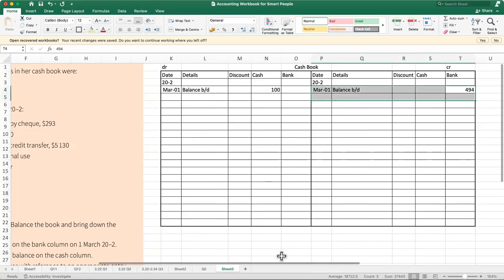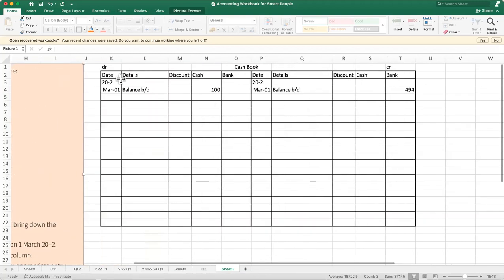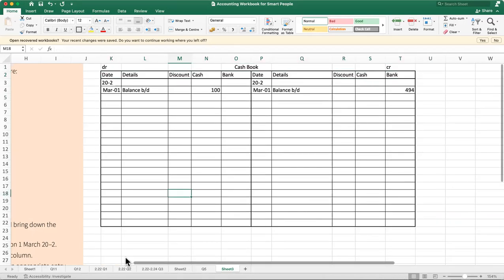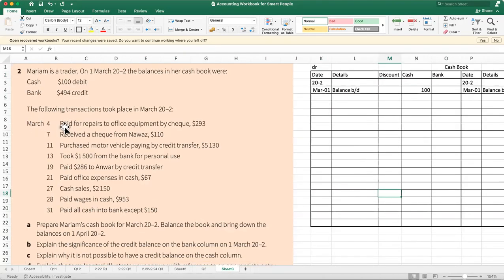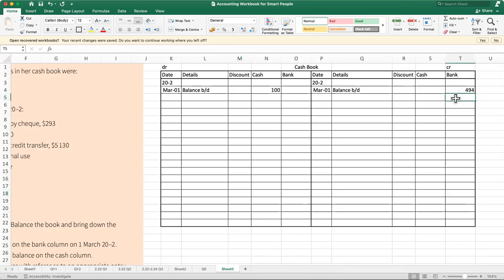Okay. So the next thing that we need to do is that we need to post all these transactions into our cash book. So our cash book is actually a combination of my cash account and my bank account. So the first one, March 4th, paid for repairs to office equipment by check. So you can see already I'm using check to pay and then I'm paying for repairs. So I'm using check to pay, I need to go to the credit side of my bank column, right? 293 and tell what is it for? Repairs. Just write repairs is fine and then March 4th.